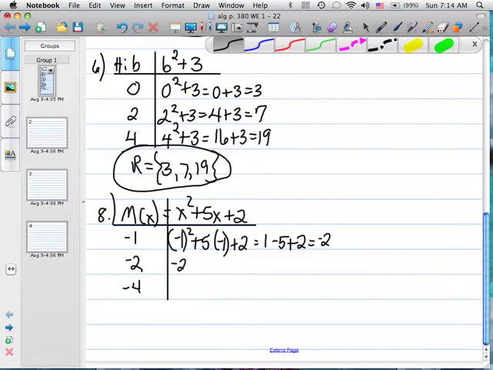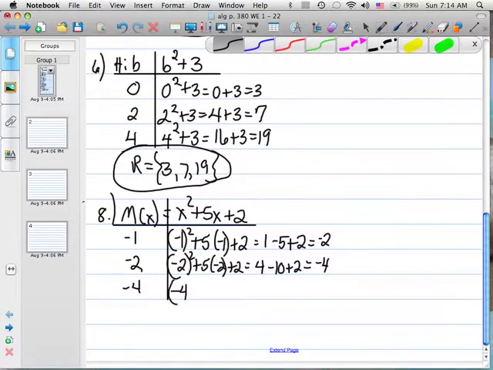Putting in negative 2, square it, plus 5 times negative 2 plus 2. Negative 2 squared is 4. 5 times negative 2 is negative 10 plus 2. So 4 minus 10 is negative 6 plus 2 is negative 4.